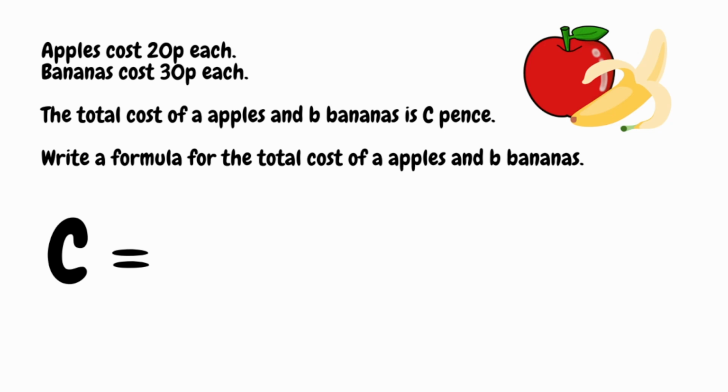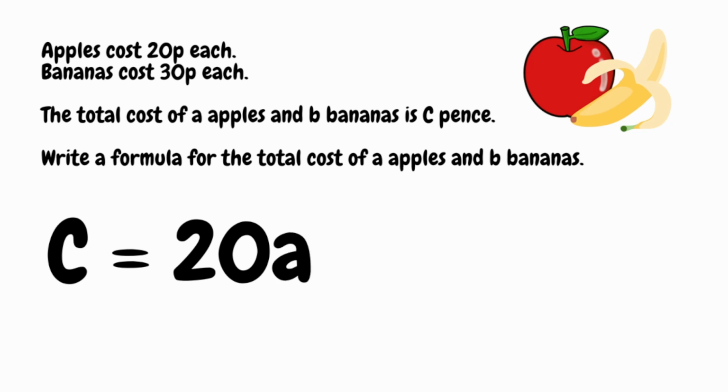So first of all, let's start with the apples. How would we figure out the cost of the apples? So if apples cost 20 pence each, and we're buying A apples, we would simply do 20 multiplied by how many apples we're actually buying. So we'd take our 20, we'd multiply it by this variable A, and that would give us 20A. So the cost of the apples would be this term 20A.